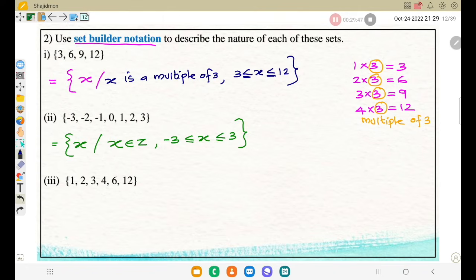Hope you understood. So third question: 1, 2, 3, 4, 6, 12. What is the importance of this number? What type of number is this one? 1, 2, 3, 4, 6 and 12, correct? So think about that number. What is the meaning? See, for example, 1, 2, 3, 4, 5, 6, 7, 8, 9, 10, 11, 12. Most of you understood that number already.